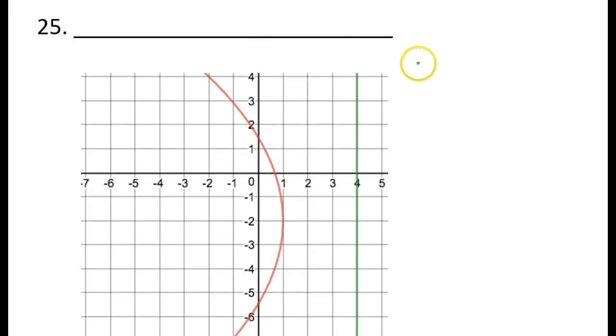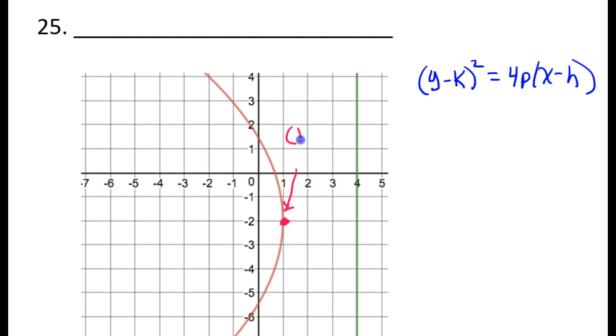Okay, so I think I will go ahead and write down that model off to the side. So we're dealing with this, y minus k squared is equal to 4p times x minus h. Now the h and the k will be the vertex of the parabola. So it seems clear to me that the vertex is right here. So the coordinates of the vertex will be 1, comma, negative 2. So 1, comma, negative 2, that's the vertex.